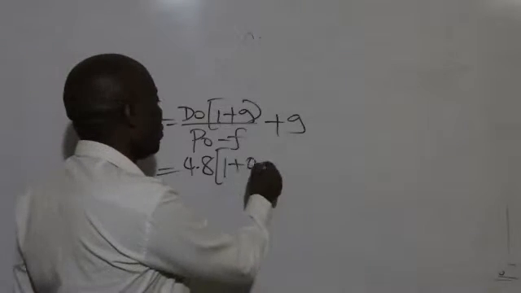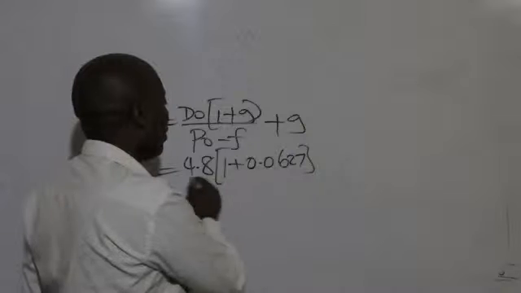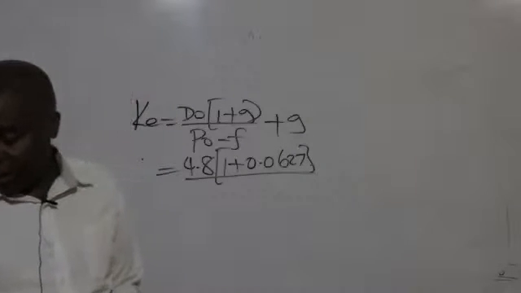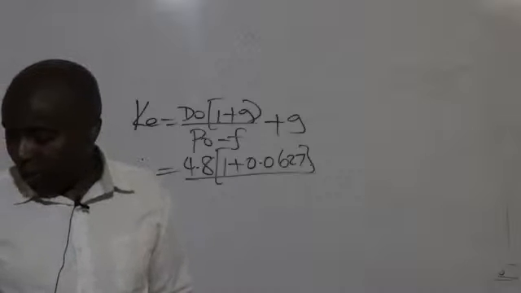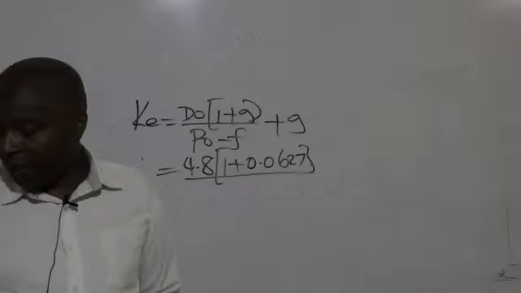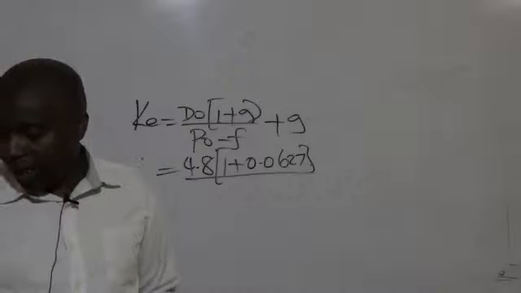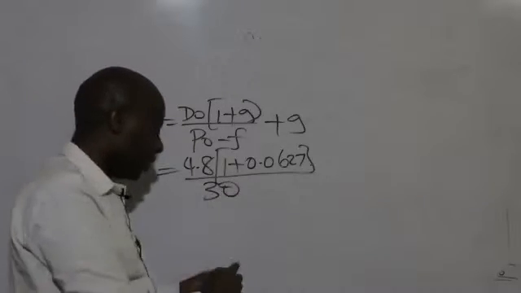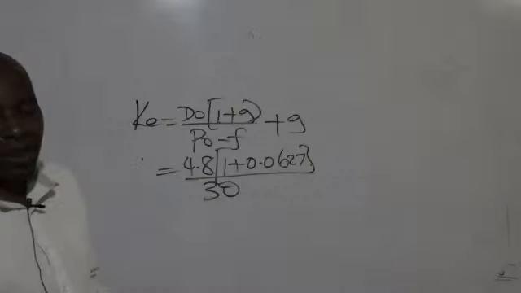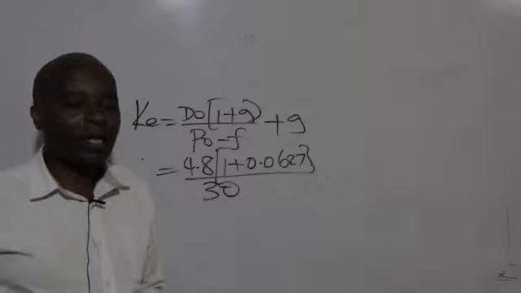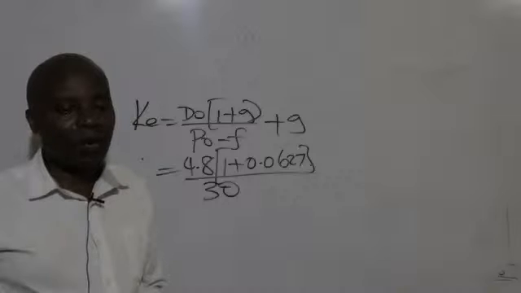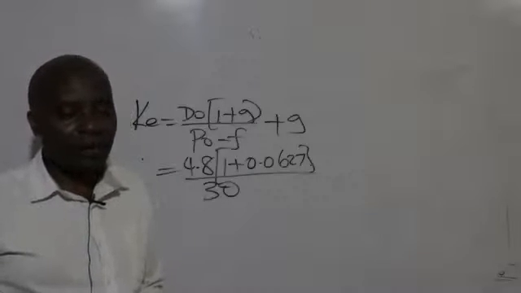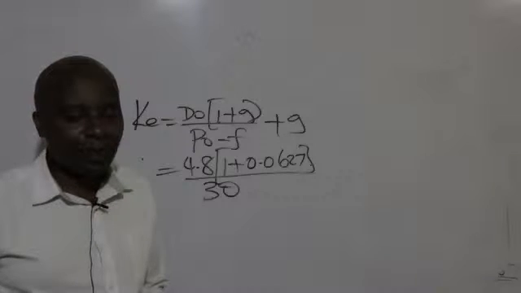So plus 0.0627 all over P0. P0, ladies and gentlemen, the one you should have, is the current market price per share. There's no flotation cost. The current market price per share is 30. Is there someone who is able to see 30? Check there.